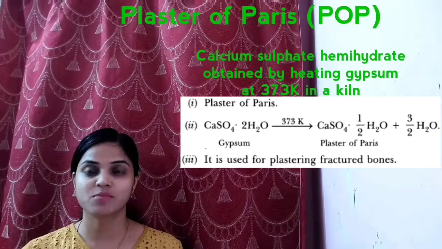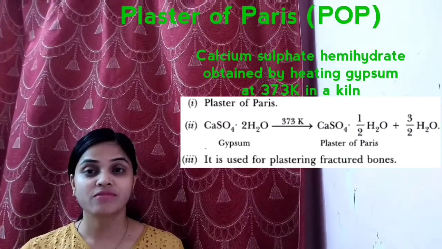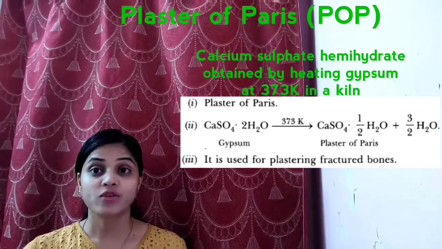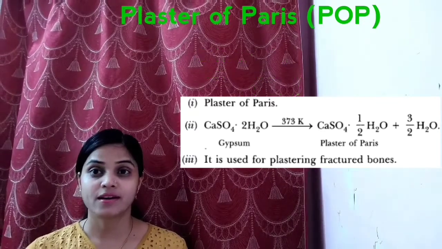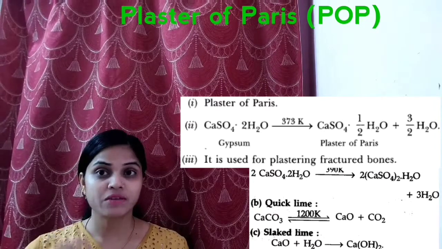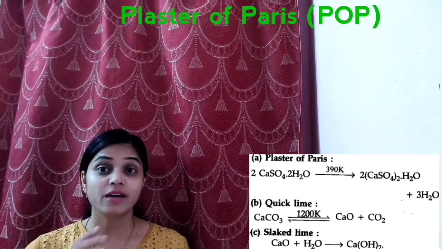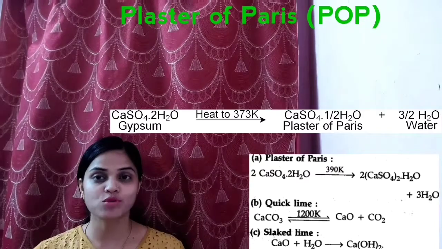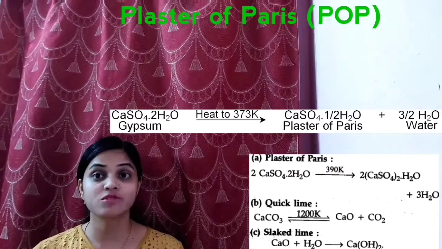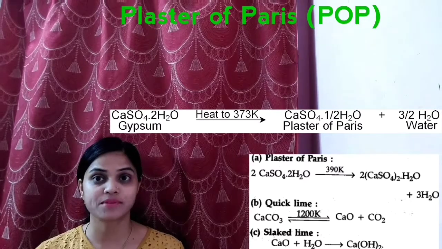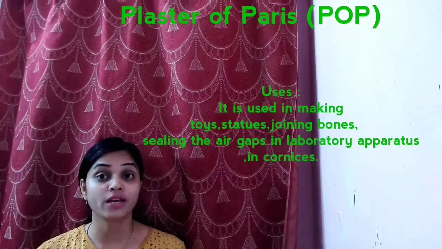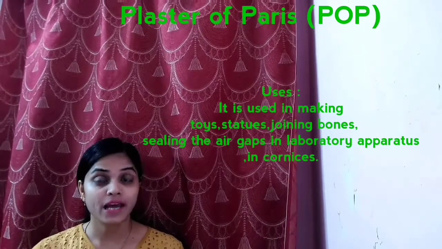2. Plaster of Paris (POP) is calcium sulfate hemihydrate. It is obtained by heating gypsum at 373 Kelvin in a kiln. At temperatures above 373 Kelvin, dead burnt plaster, calcium sulfate, is obtained. On absorption of water, plaster of Paris gives a hard solid mass called gypsum. It is used in making toys, statues, joining bones, sealing air gaps in laboratory apparatus, and in cornice.